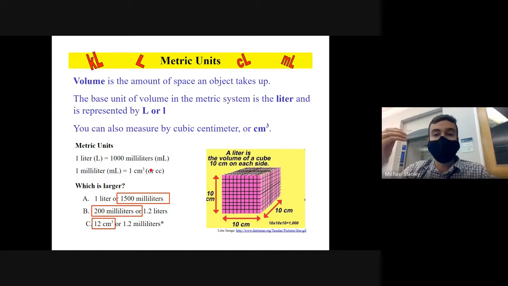So we're not using gallons or cups or teaspoons or ounces. We're using liters and milliliters, L's and mL's. And 1,000 milliliters altogether makes up 1 liter.